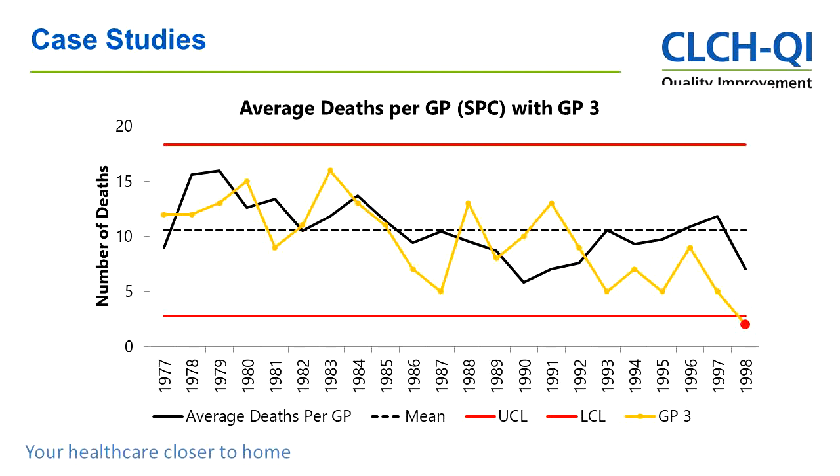So, why might this be? In this case, we found that GP3 was actually semi-retired and therefore seeing fewer patients in the last few years, and this would explain why in 1998, after they had retired, the number was so low. They were just seeing fewer patients.